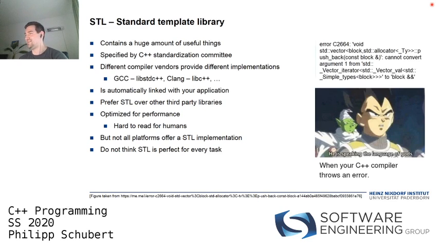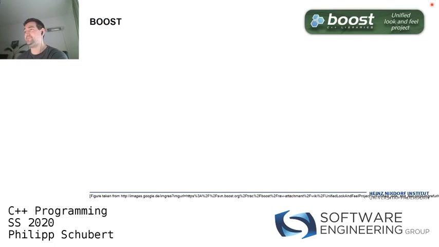And also, of course, C++ would not be C++ if you wouldn't have those nice error messages whenever you fiddle around with templates. If you do something wrong, the compiler will throw an ugly error at you, mostly at least. So that would be pretty much all about STL so far.